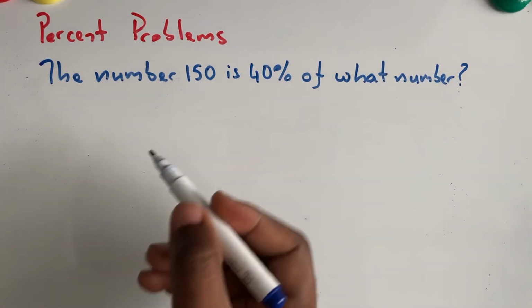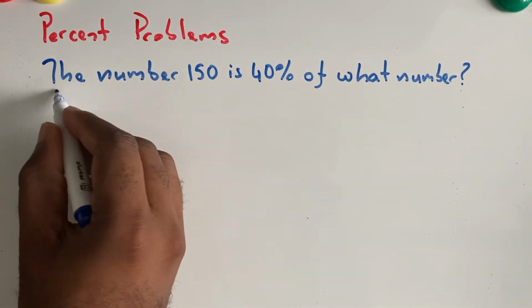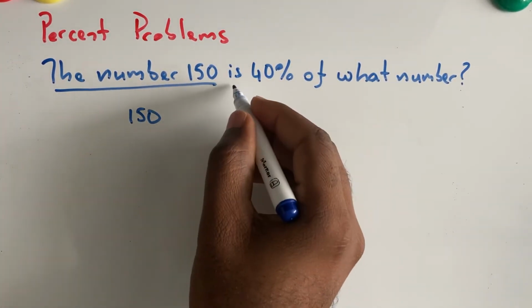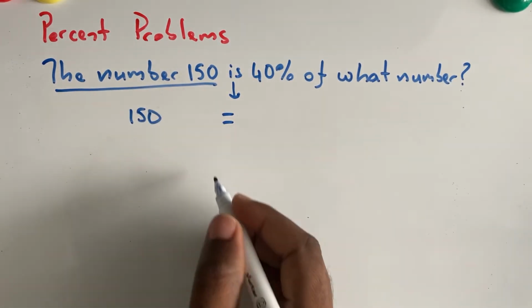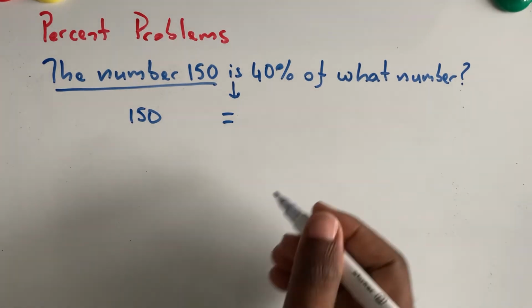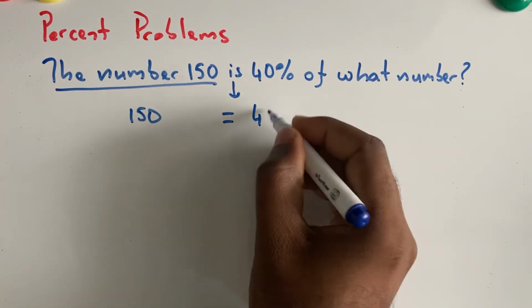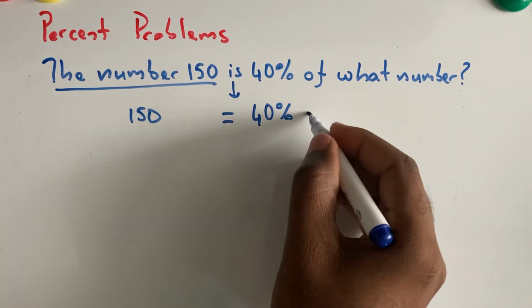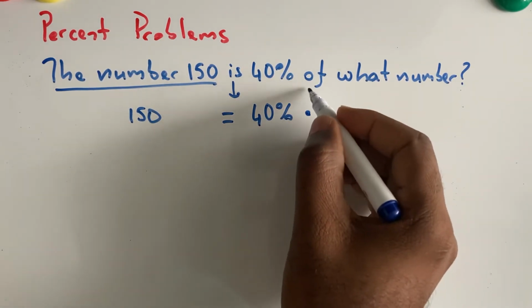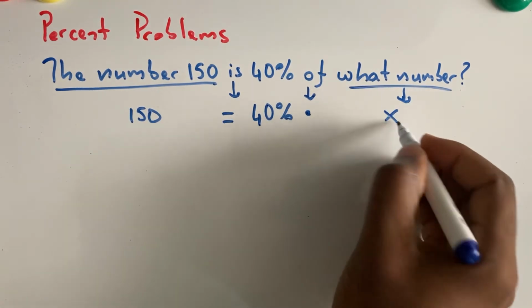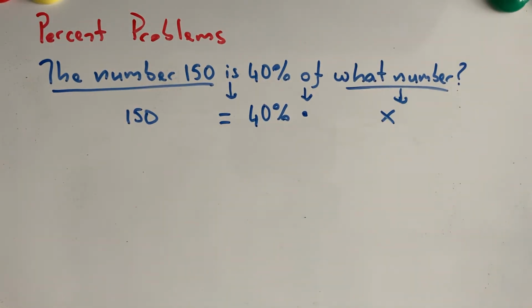So just get that equation, okay? The number 150 in mathematical terms is, this is an equal sign. Now, 40%, okay? Remember that, 40%. You're not changing anything here. Of what? Of what number? You don't know. The "of" is right here. What number is what you don't know. So this is x, okay? So keep that in mind.